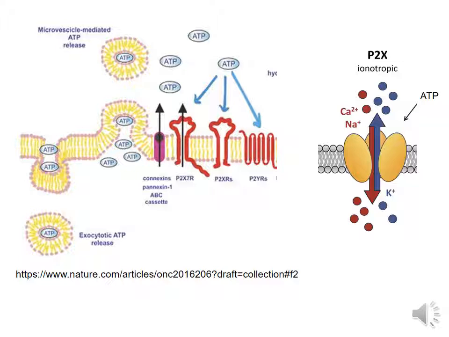Then here in this scheme, we have a diagram of this trimeric complex for the P2X ionotropic purinergic receptor. And this type of receptor allows sodium and calcium to flow inside the cell and allows potassium to go outside.